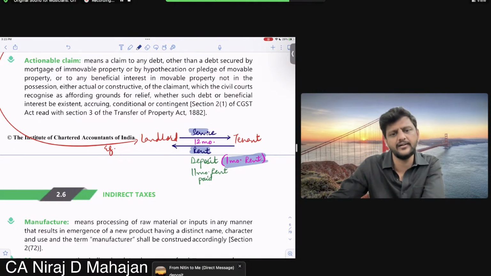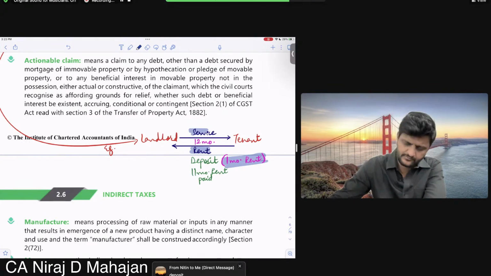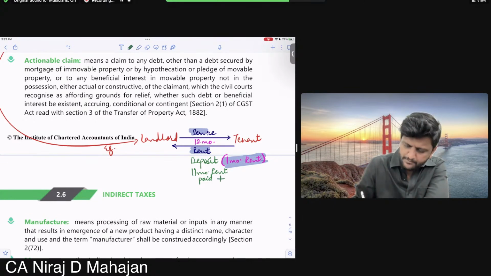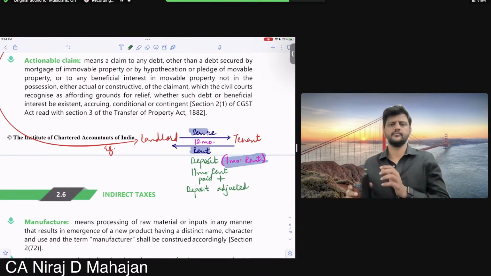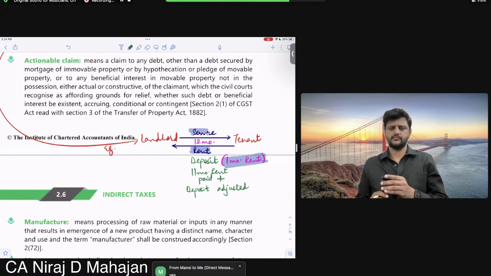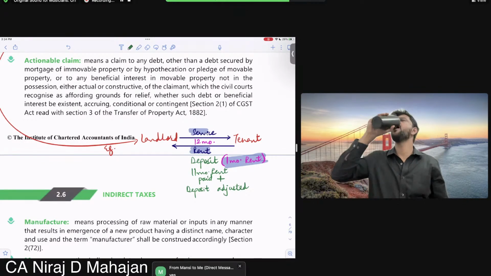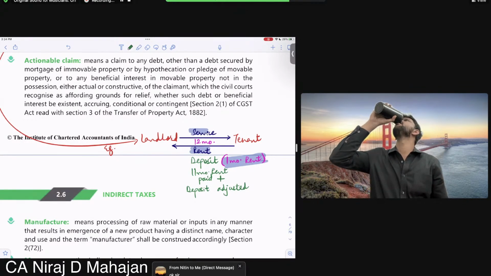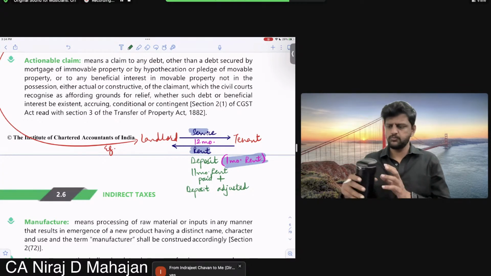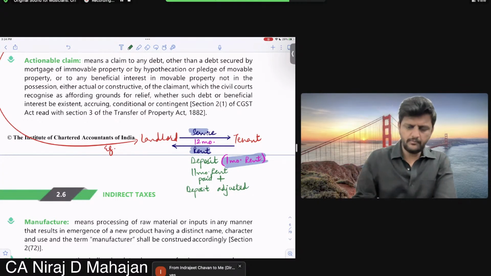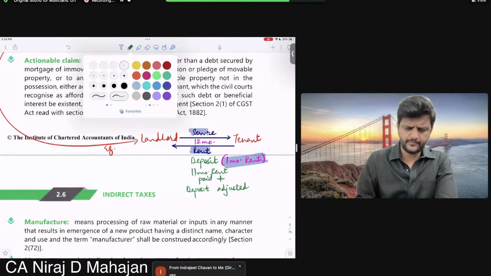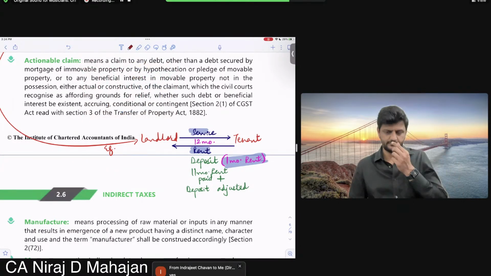Yes or no? Clear? So plus deposit adjusted. Agreed, everybody? Plus deposit adjusted. Okay, all of you? Can you go ahead?